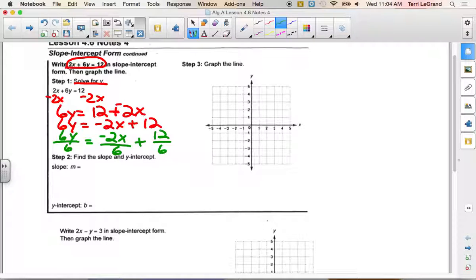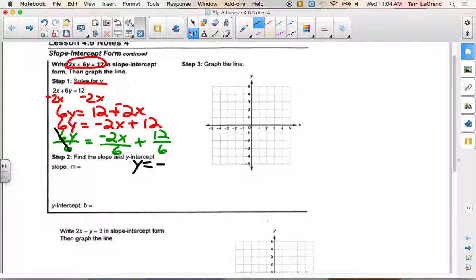And I wrote so big I ran out of room. Okay, what happens here? These 6's cancel. And we're going to end up with, I'm going to have to move down here, y equals 2, and then what's a negative divided by a positive over here? Negative 2x divided by 6. Would that be a negative or a positive? Negative. That'd be a negative.